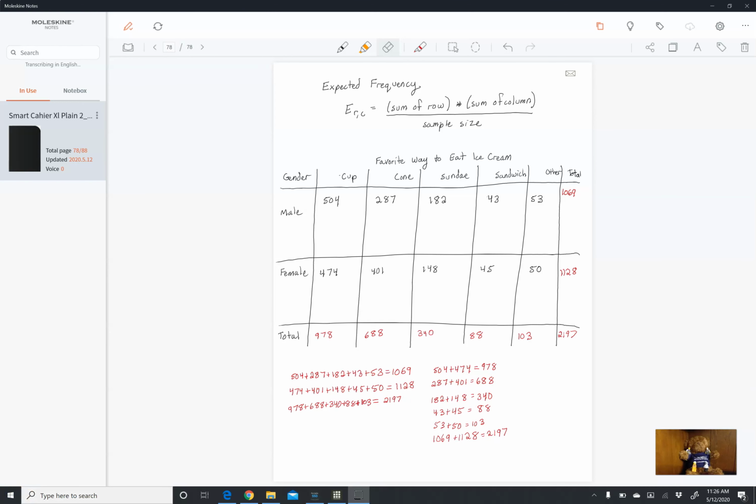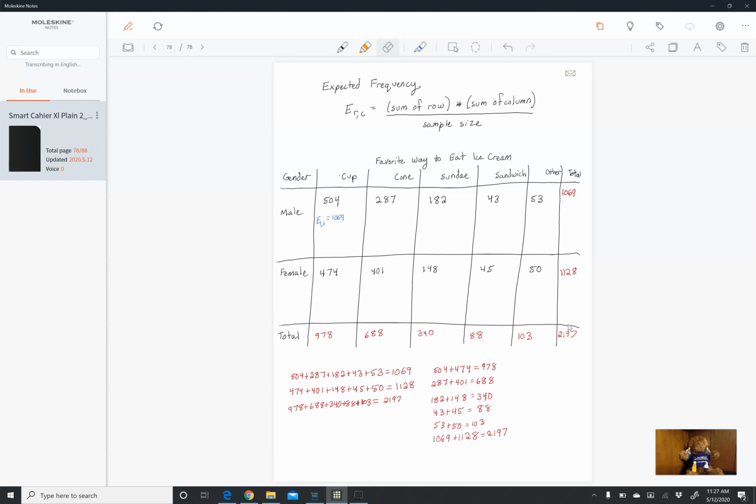So let's now calculate the expected frequencies. So I'll do that in a different color. But again, this is something that we're adding in. So how do we find the expected frequency? Well, this would be the expected frequency for row 1, column 1. We take the sum of the row. So the sum of the row is 1069. Here's the sum of the row. And we're going to multiply it by the sum of the column, which is 978. And then we divide by the sample size.